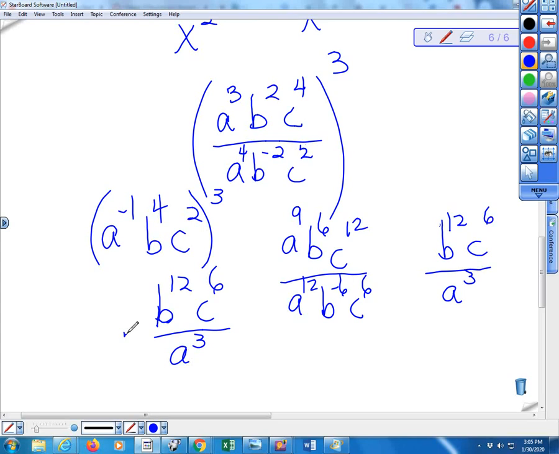So this one I chose to simplify what's inside first, and then I cubed everything. This one I chose to cube everything and then simplify, and I got the same answer. You can do it either way. It's whatever works best for you. PEMDAS says simplify parentheses before you do exponents, but you'll get the same answer either way.